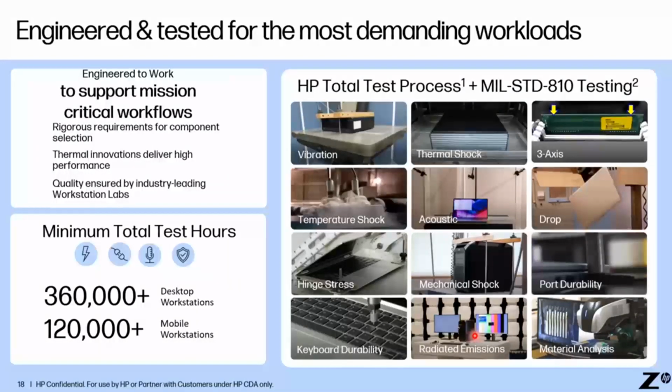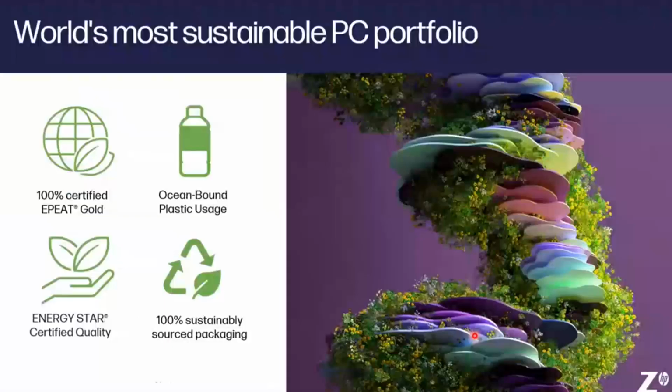Electromagnetic emissions can be harmful to other equipment. If you have a workstation which emits these kinds of radiations, it can harm other electronic devices as well. So we ensure that this is tested and that it doesn't emit electromagnetic emissions which can harm other electronic devices.